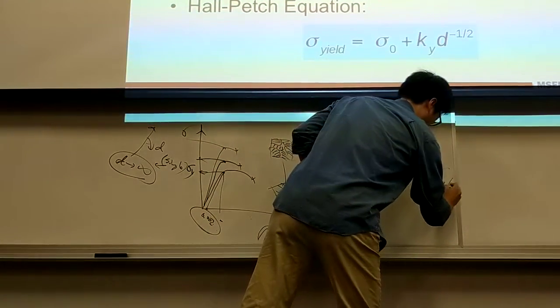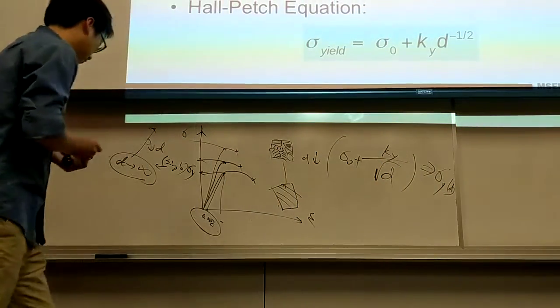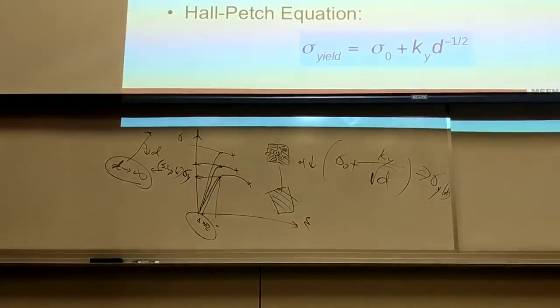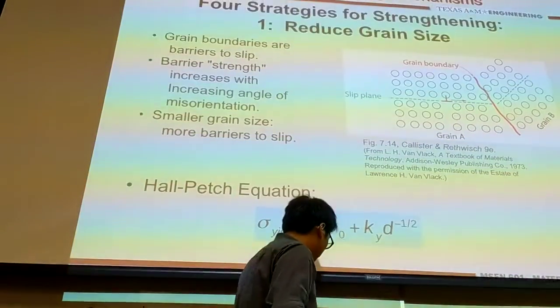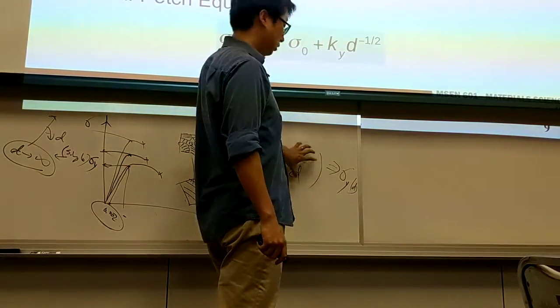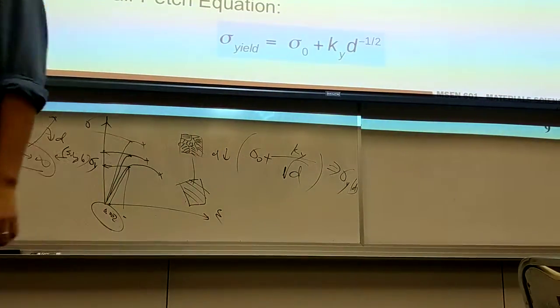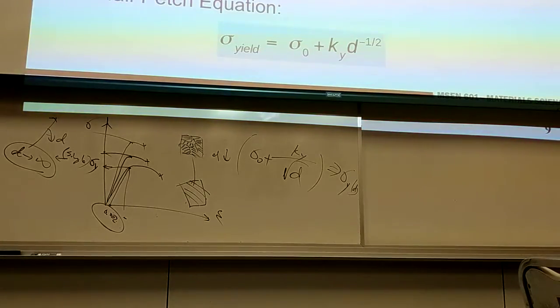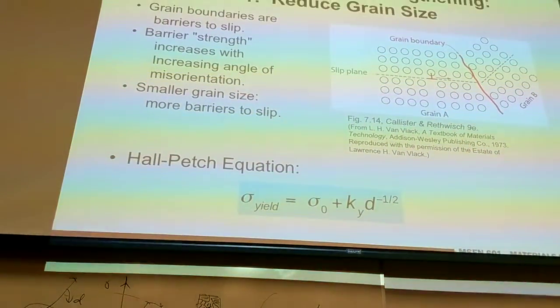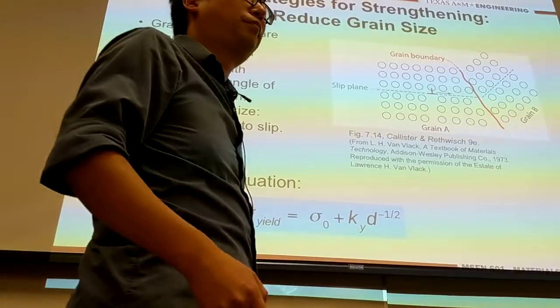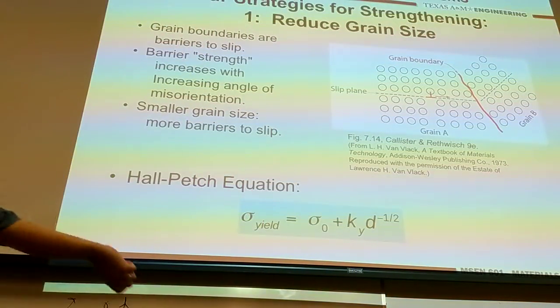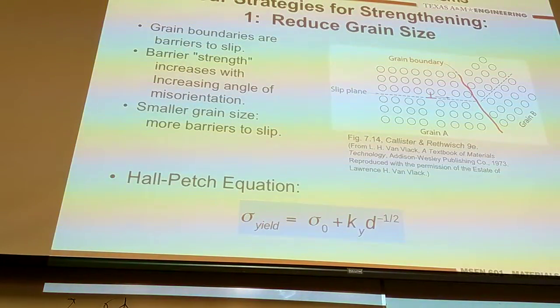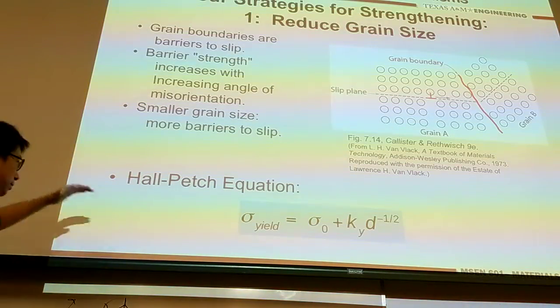This is y at any specific diameter. So if we reduce the d, this factor becomes much larger, and then yield strength is enhanced. Does the ductility also tend to fall as yield strength increases? Very often, yes. And this is just one example. You can clearly see.